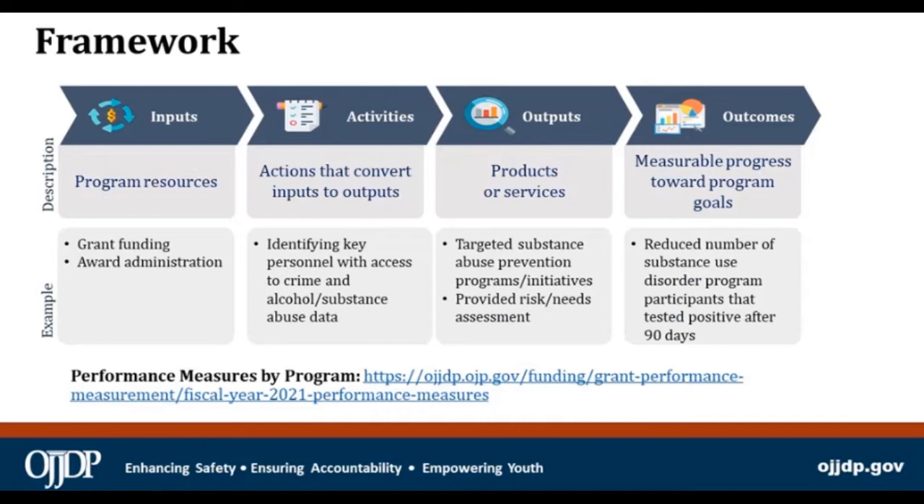Activities are actions that convert inputs to outputs and can be anything from identifying key personnel with access to crime and alcohol abuse data to establishing information sharing agreements. Outputs are products or services that are the result of activities such as trainings or meetings, and outcome measures speak to the longer-term program goals.